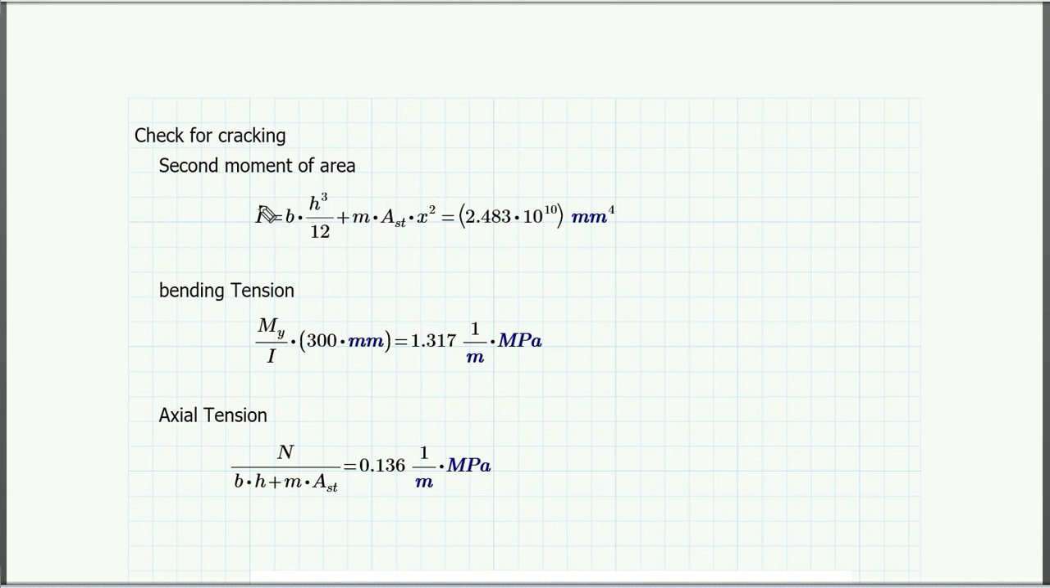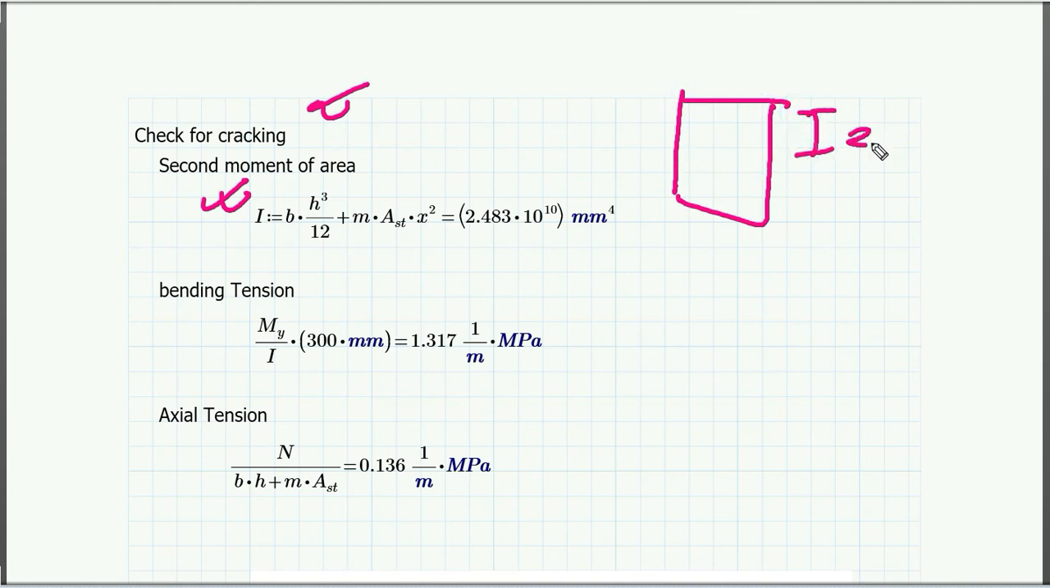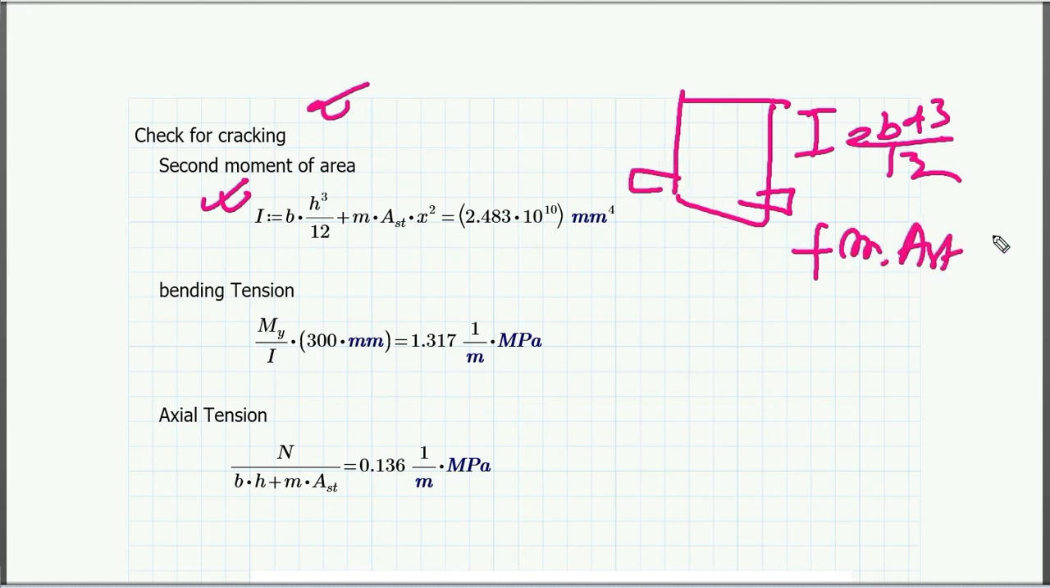There, first let us assume that it's an uncracked section. For an uncracked section, we can just find out the I value. So I is equal to what? BD cube by 12 plus whatever steel is there, because we will have a transformed section. So m into Ast into the distance of the steel from the center, that is m Ast into x square.